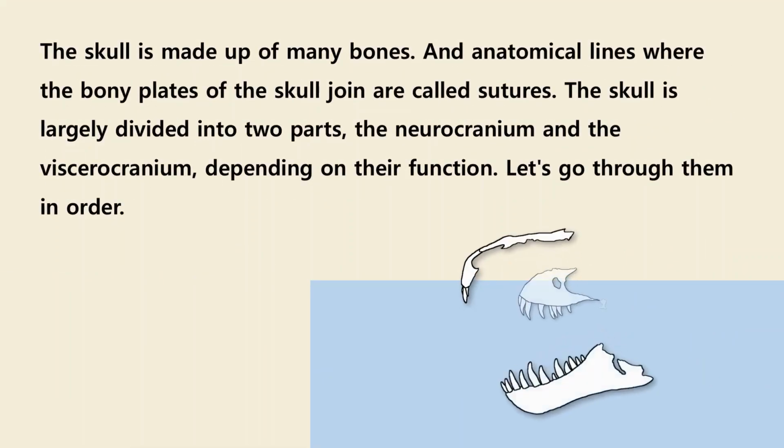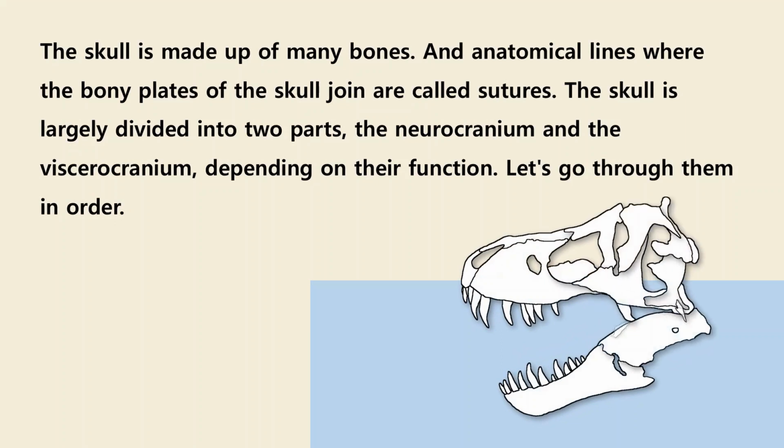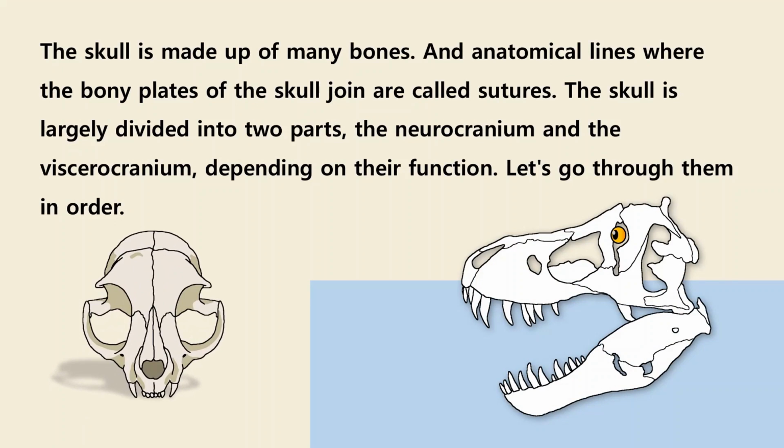The skull is made up of many bones, and anatomical lines where the bony plates of the skull join are called sutures. The skull is largely divided into two parts, the neurocranium and the viscera cranium, depending on their function. Let's go through them in order.